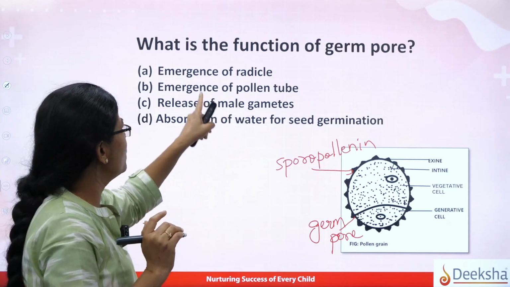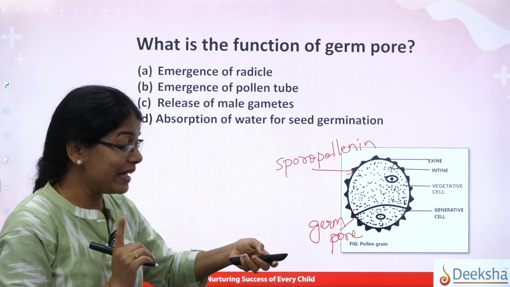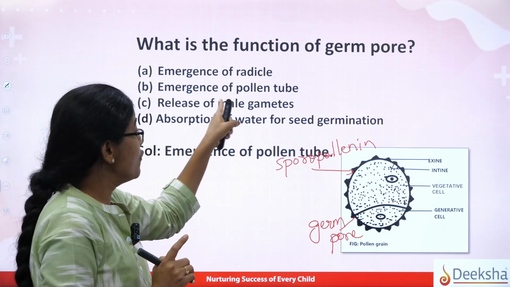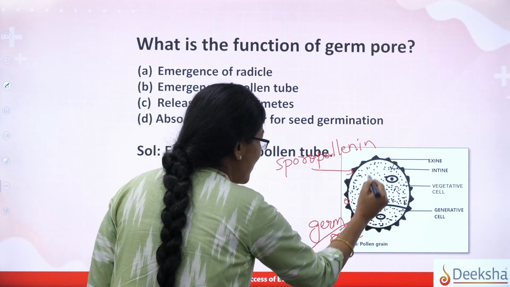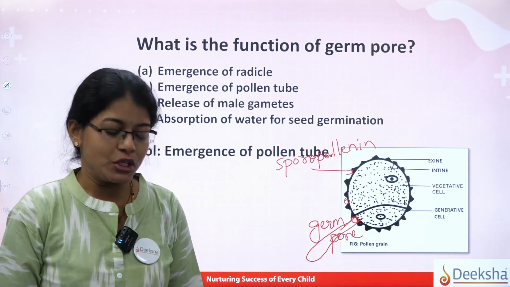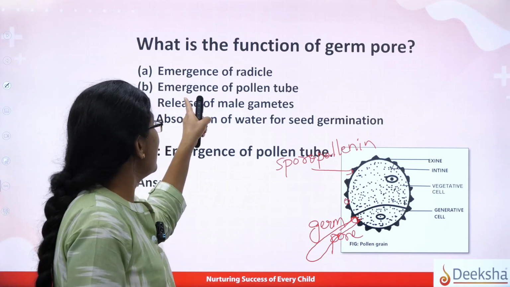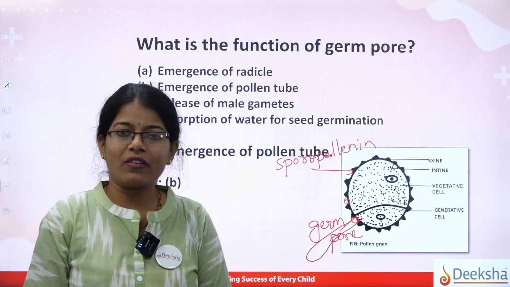So the tie-up is between these two options, B and C, and the correct answer here is going to be: the main role of this germ pore is the formation of the pollen tube, and the answer here is option B, emergence of the pollen tube, right? So these are the two questions we discussed here.